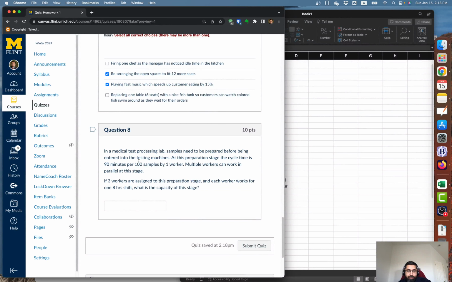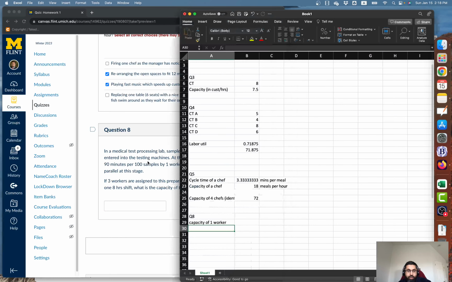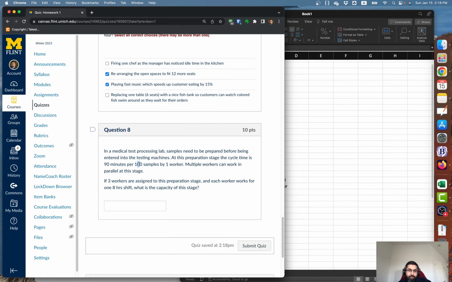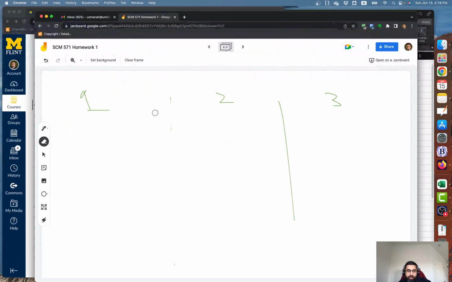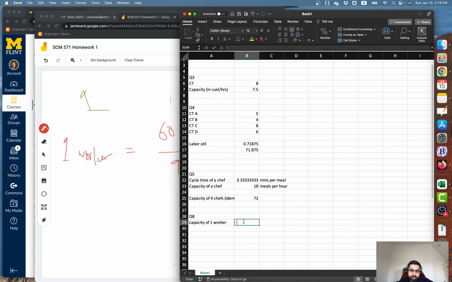Well, a worker spends 90 minutes to make 100 samples. So it's like a batch of 100 samples. How many batches will one worker make in a day? How much time do they have in the day? They have 60 minutes times 8 hours. They have this much time available. And every 90 minutes they finish a batch. Divided by 90, this is how many batches they will finish, right? So the capacity of one worker is going to be 60 times 8 divided by 90. That's 5.33 batches per shift.